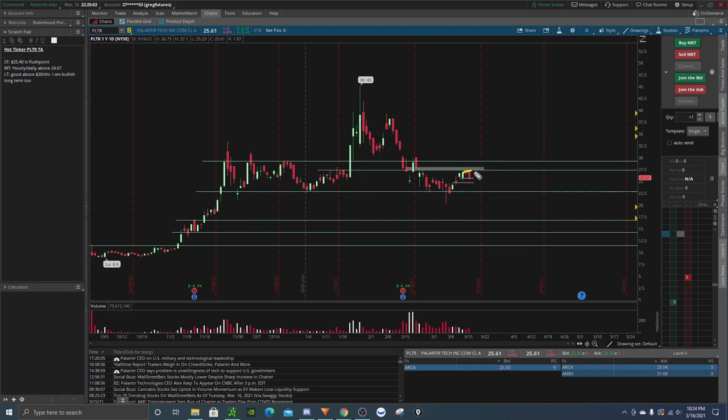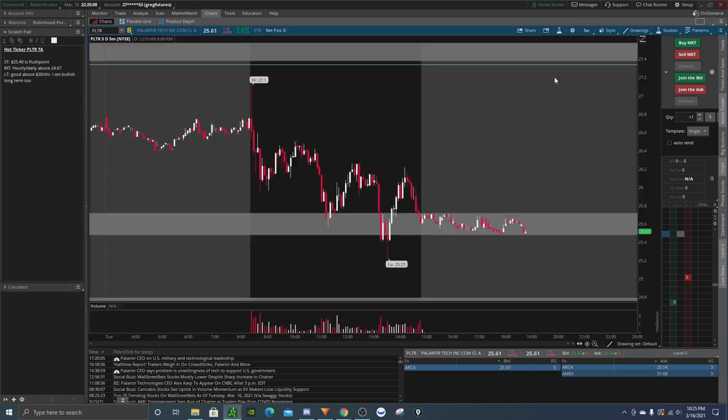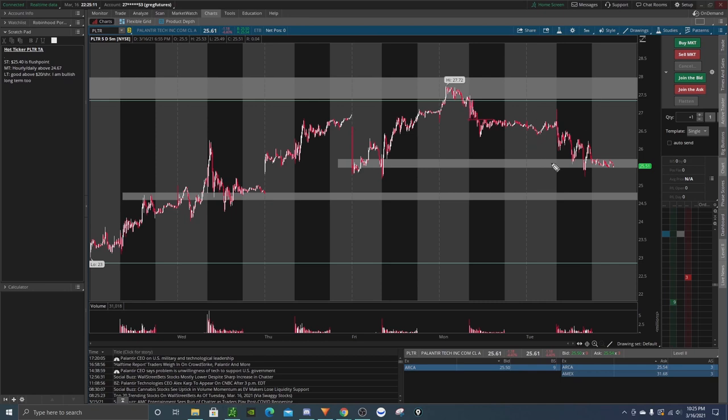So PLTR, if we can get a higher low and higher high, maybe we bull flag and pop, that would be great. But let's look at some key levels. So short term, PLTR, it looks like we keep hitting this little zone right here. See how we hit the zone earlier, we sell off. We bounce off the zone, we bounce off the zone. Do we bounce off the zone? Now the zone's getting a little bit weaker. Are we going to roll over? The more times that zone and support gets tested, the weaker it gets.